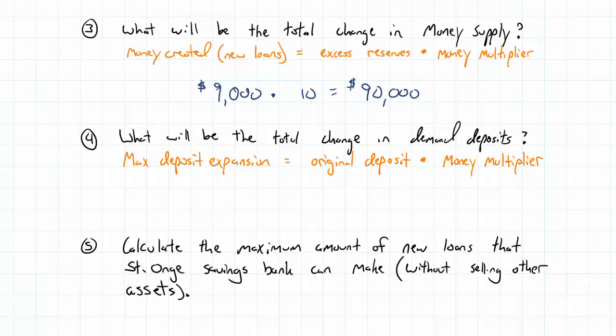The total change in demand deposits is a slightly different formula. Anytime we're talking about deposits, or you might see maximum deposit expansion, that is going to be the original deposit amount, which in this case was $10,000, times that same multiplier. So I'll do that now. So 10,000 times my money multiplier in this case, which is 10, and that would get me $100,000. So it looks like right now there'll be $100,000 deposited. Some of that will stay in required reserves, and $90,000 will come from the excess reserves, which can get lent out, which is then new money. Remember, money is created when loans are made.